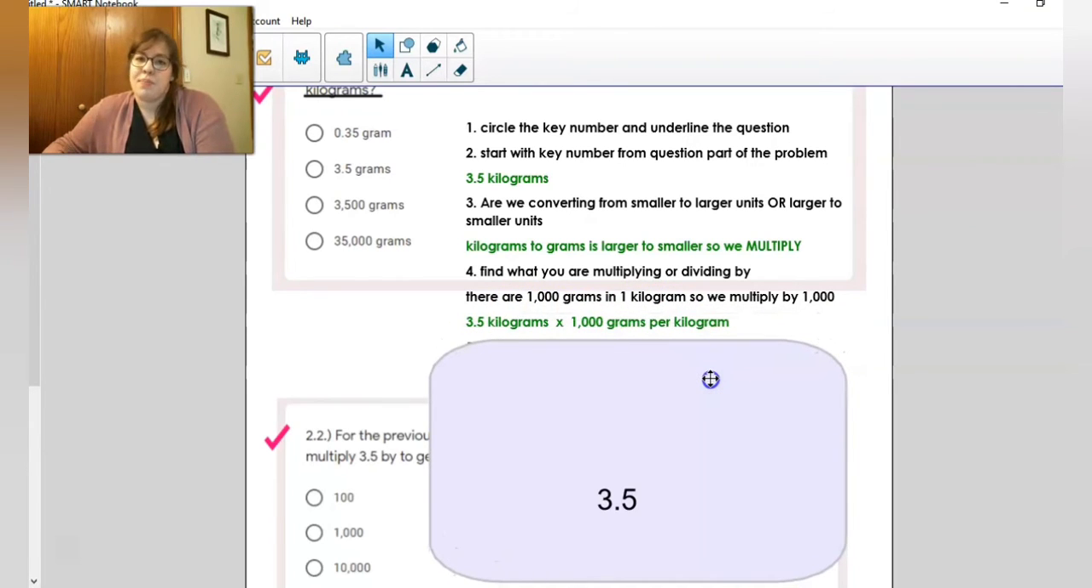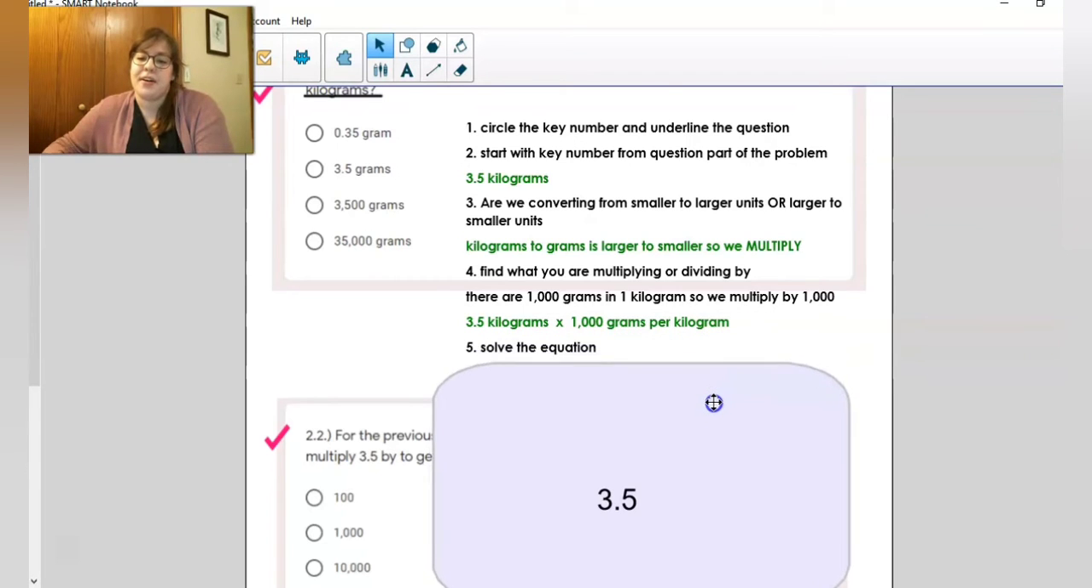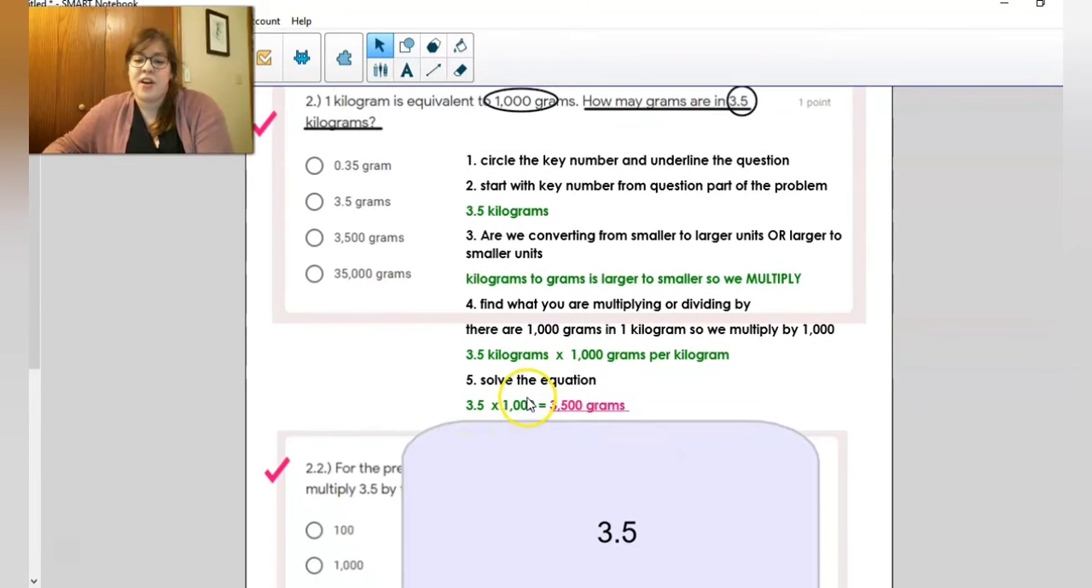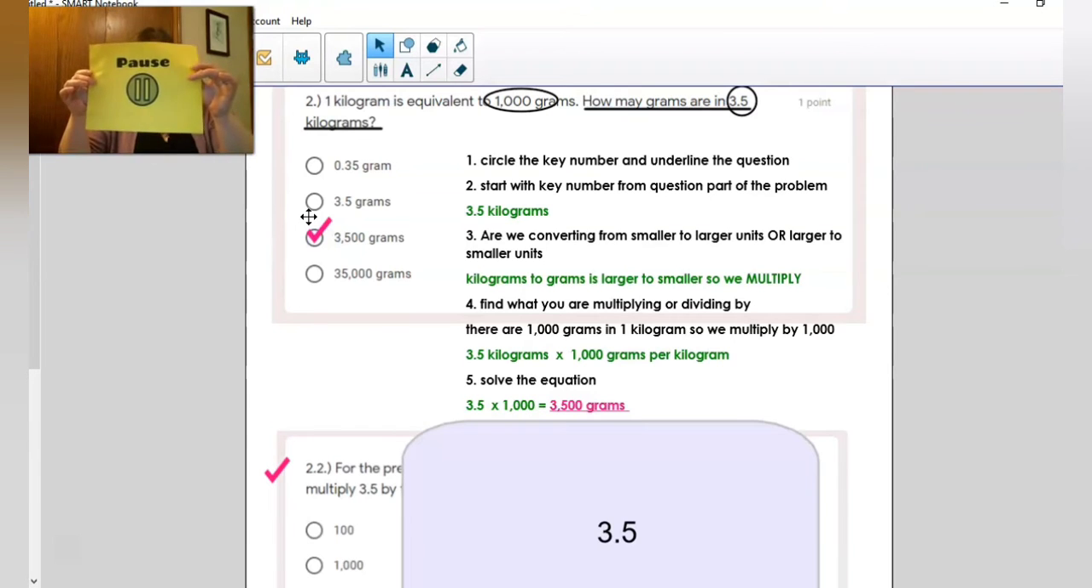So we take the 3.5 kilograms multiplied by 1,000 grams per kilogram, and then that's going to get us our final equation, 3.5 times 1,000, and our answer for this one is 3,500 grams. So you can pause the video now and record this answer.